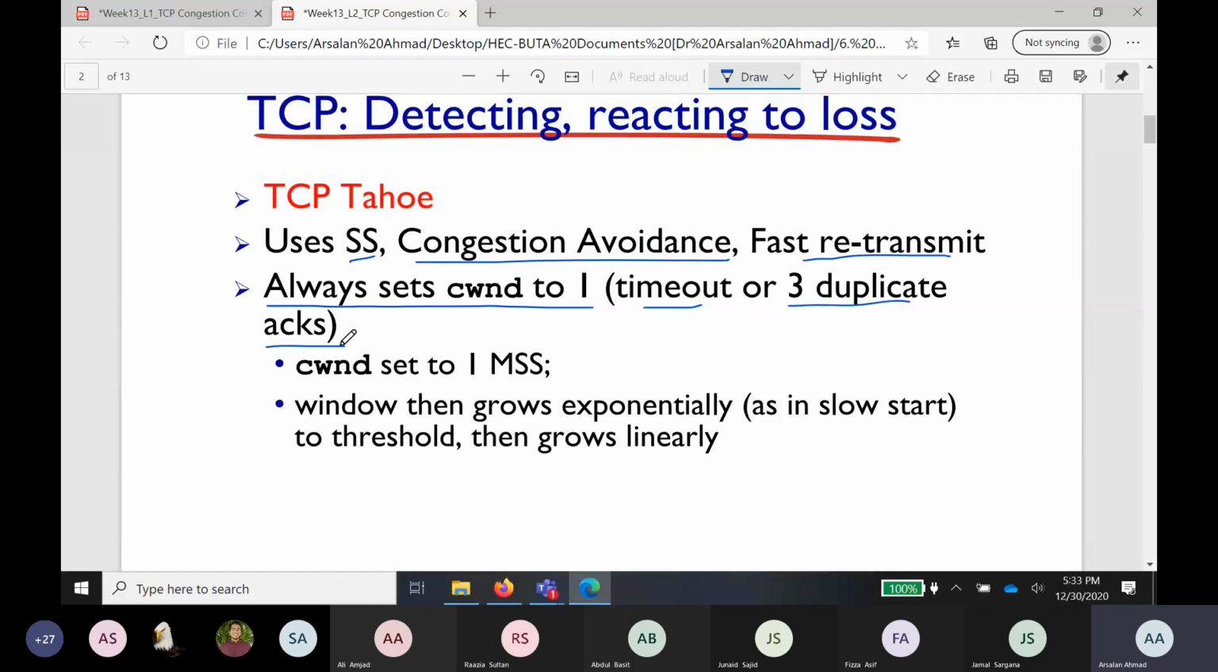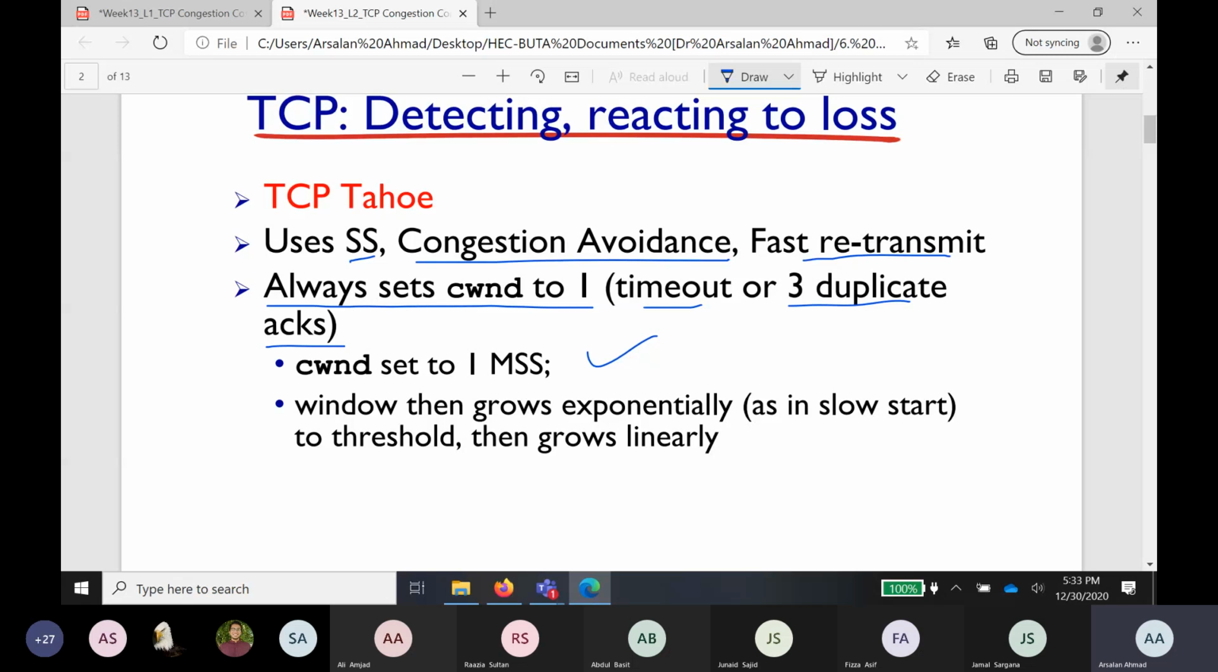TCP Tahoe was the first flavor, the first ever congestion control algorithm in the internet, the first congestion control flavor of TCP. It possesses a very conservative behavior. Whether the loss is detected by timeout or by triple duplicate acknowledgement, it sets the window size to 1 MSS.